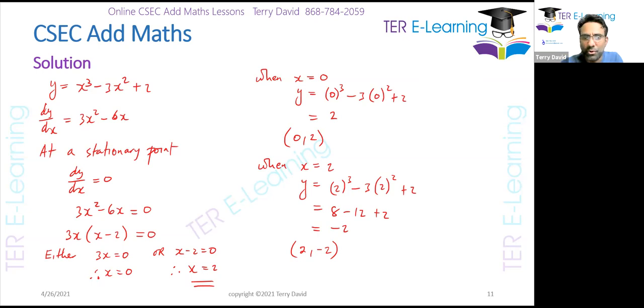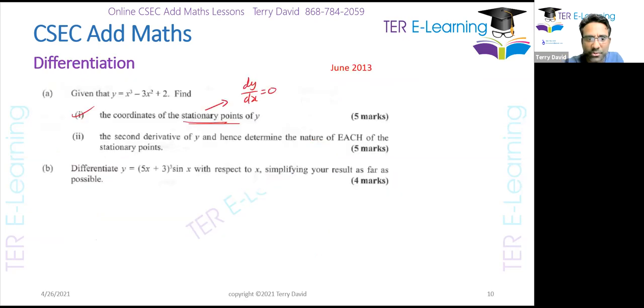All right, so the next part of the question now. So that is part 1. So again, 5 marks for this. The next one we want you to work out is the second derivative of y. So you want to find the second derivative of y.